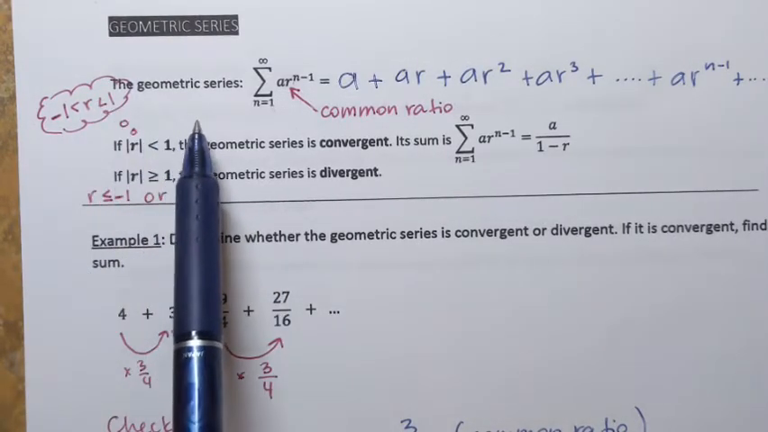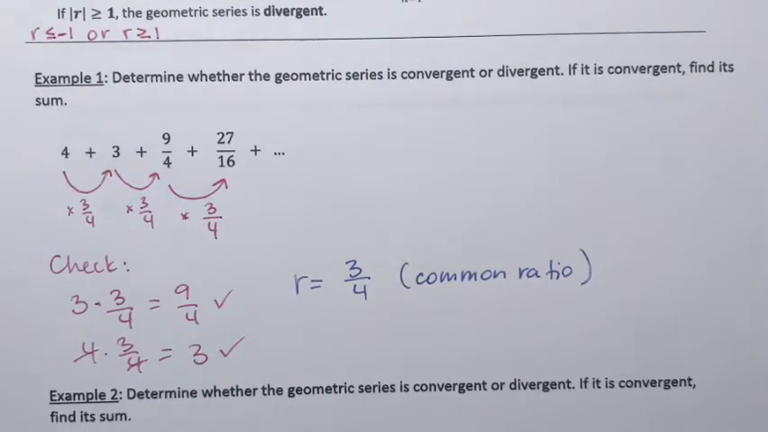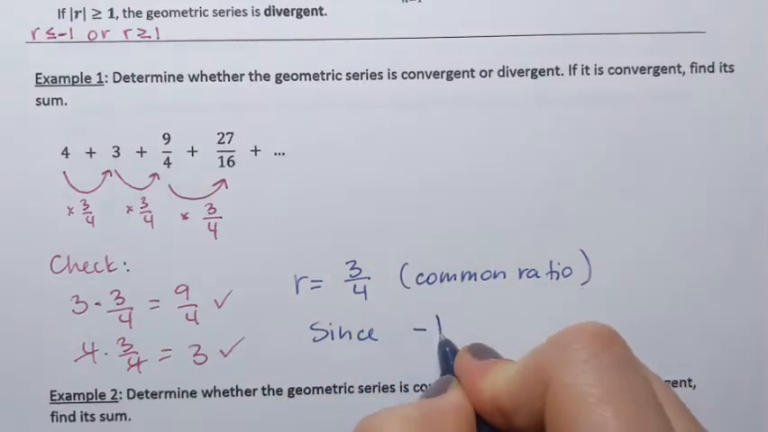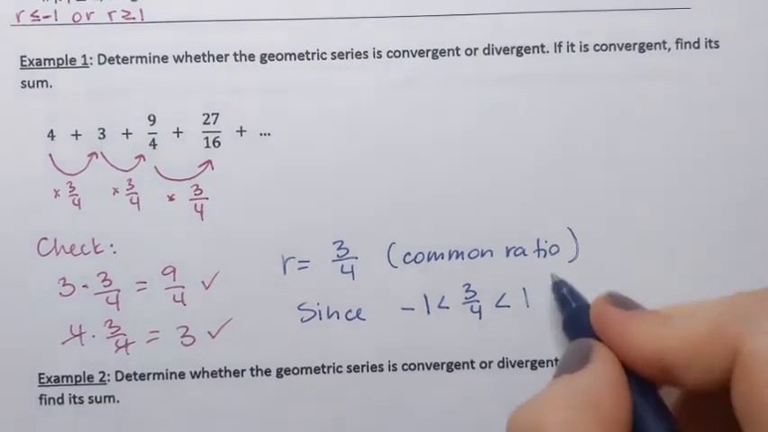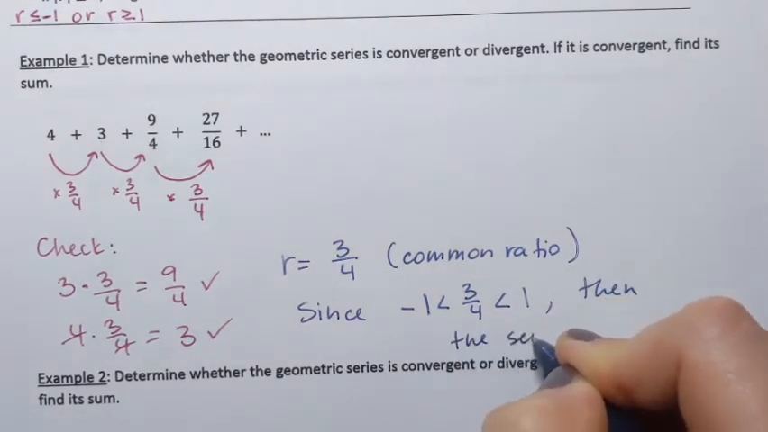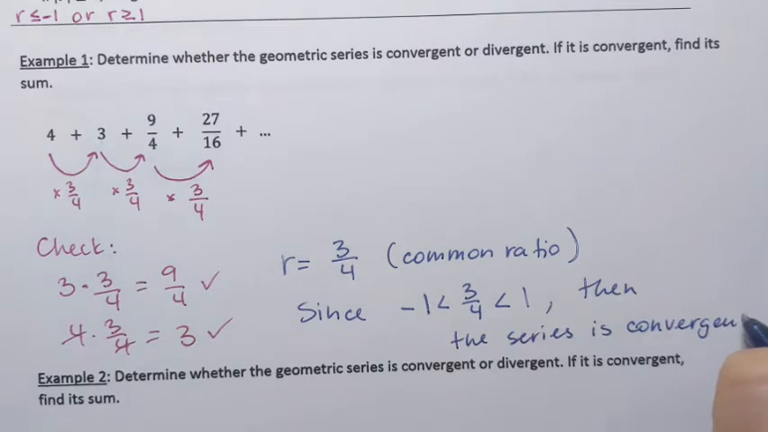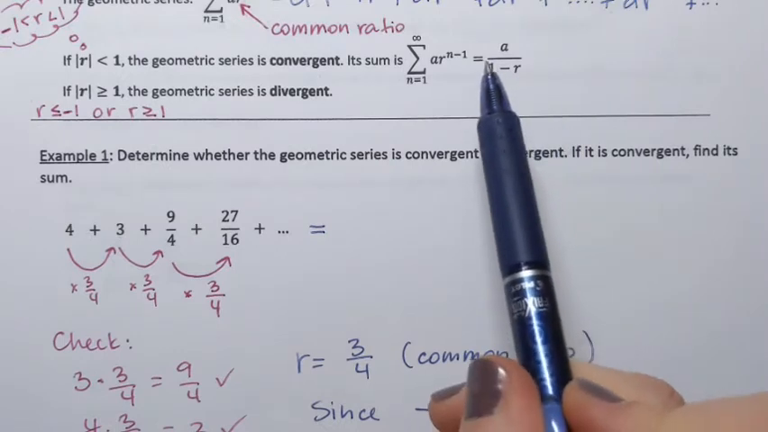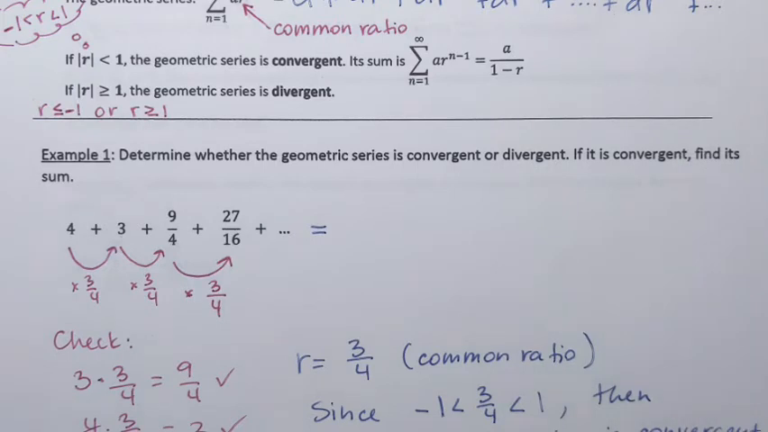And that means that this geometric series is going to be convergent. So since, let's write that, since 3 over 4 is between -1 and 1, then the series is convergent. And since it's convergent, we can calculate the sum using the formula. So it's A over 1 minus R.